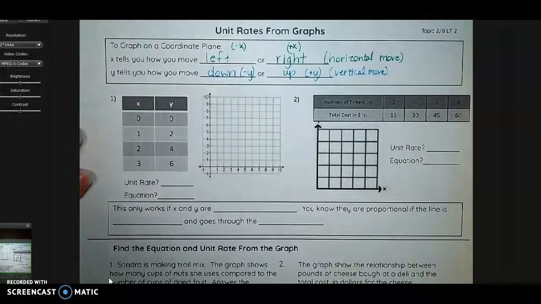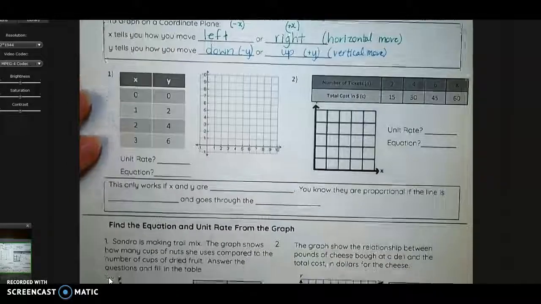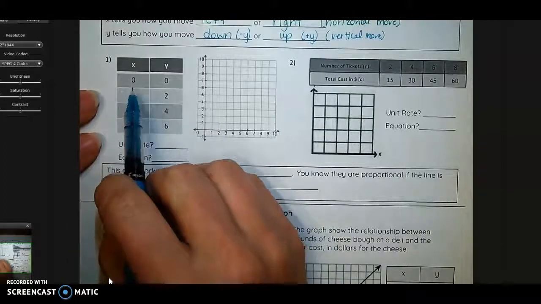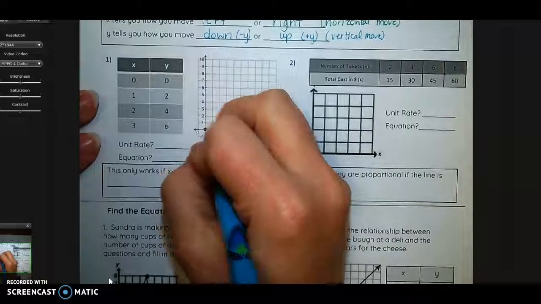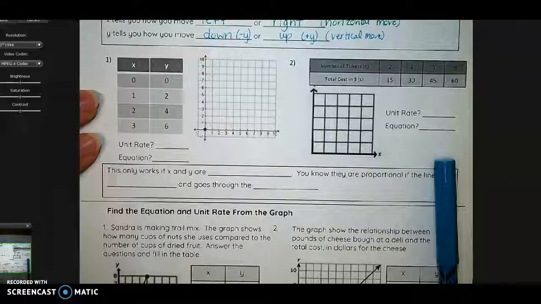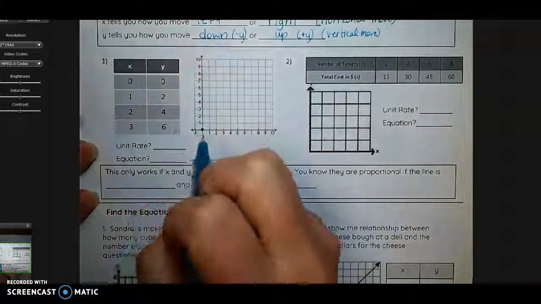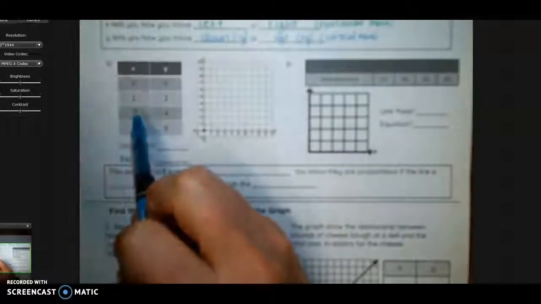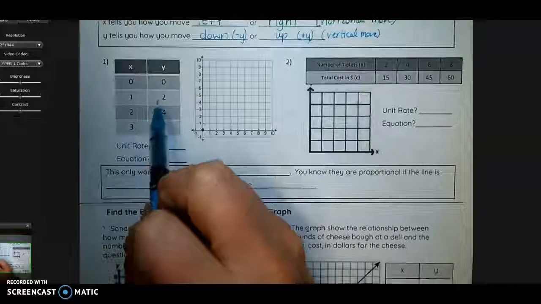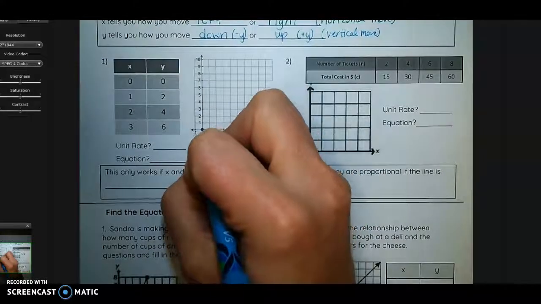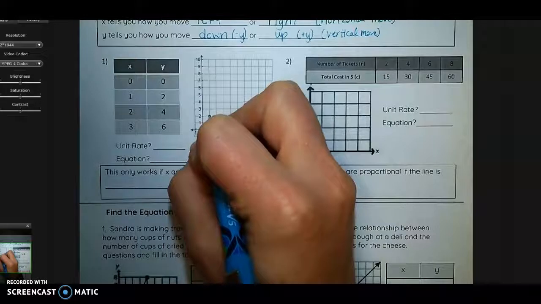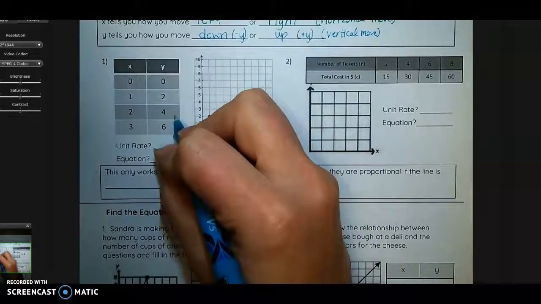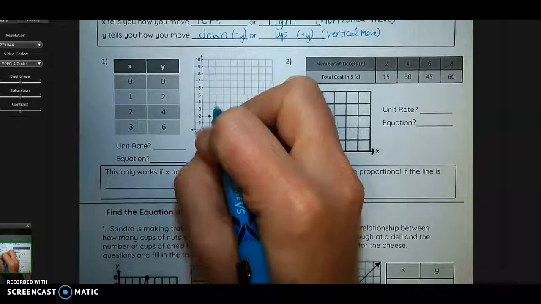With our first one right here, we have a table to look at, and we have x is 0, y is at 0. So that means we go through the origin. The next time we see that, if x is 1, y equals 2. So I'm going to go over 1, and then y tells me it's positive to go up 2. Next one is 2, 4.